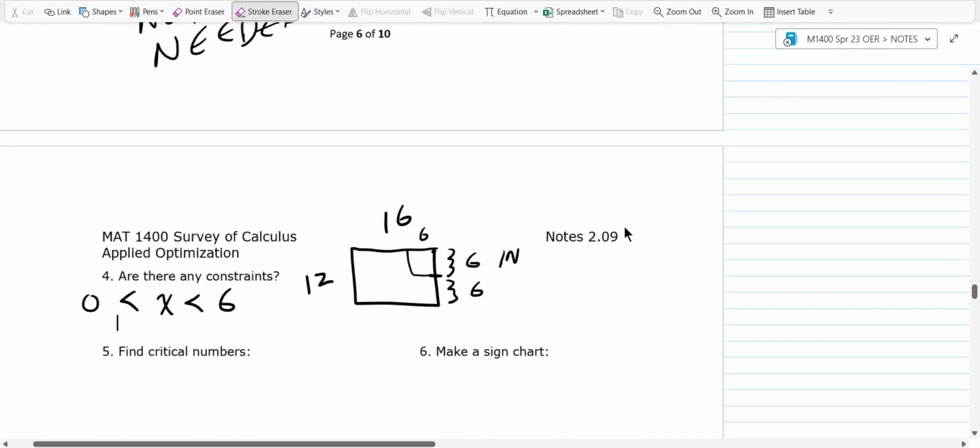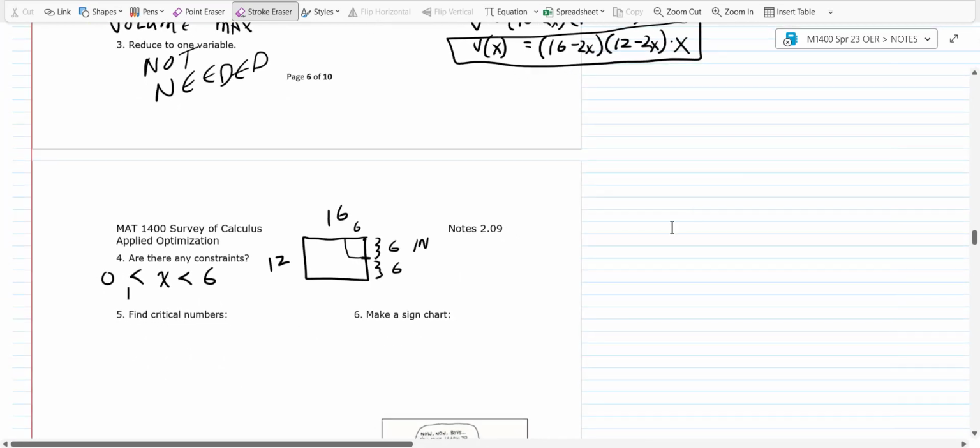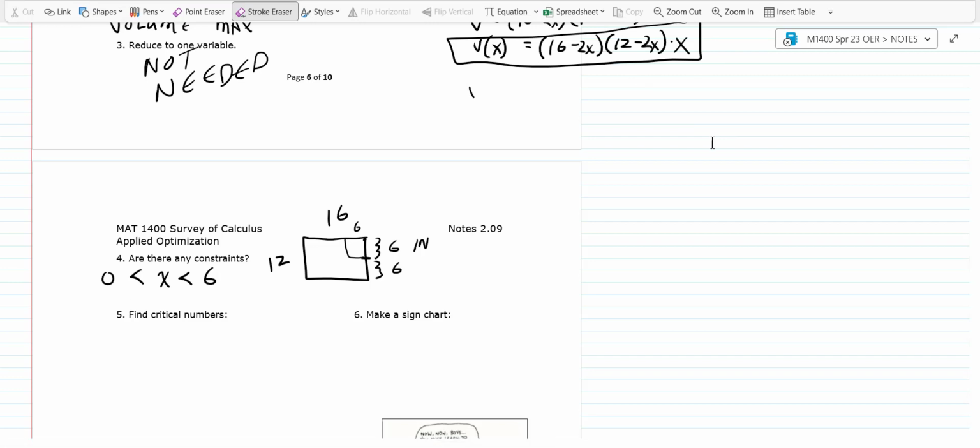Now we're going to do the critical numbers. We have to take the derivative of this objective function, and the easiest way to do this is to multiply it out. You don't want to use the product rule or any of that. We're just going to multiply this out. I'm going to FOIL this part right here. It's way easier to just FOIL and multiply this out, then the derivative will be really easy.